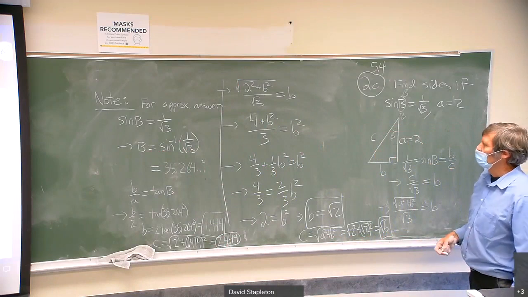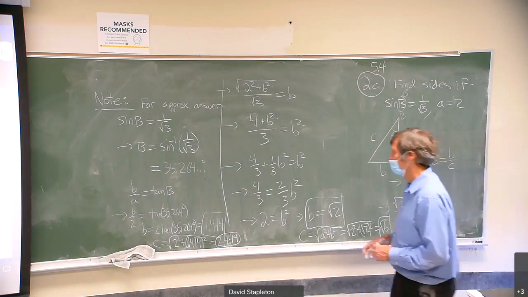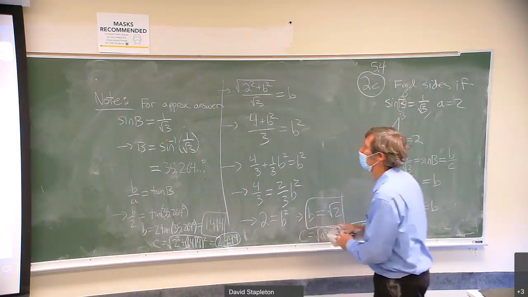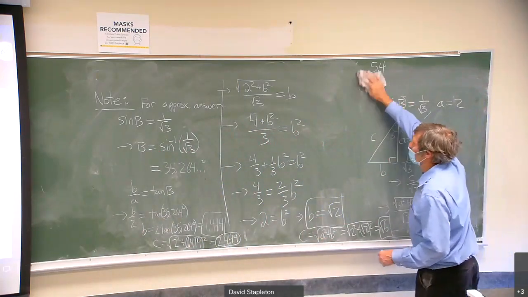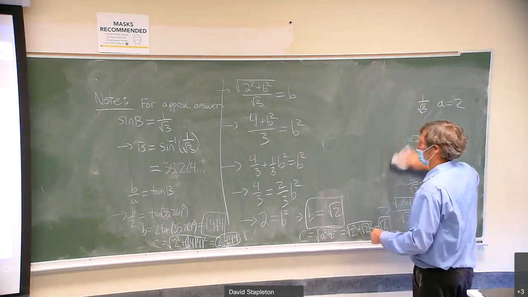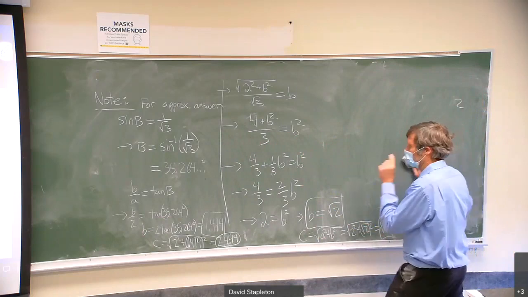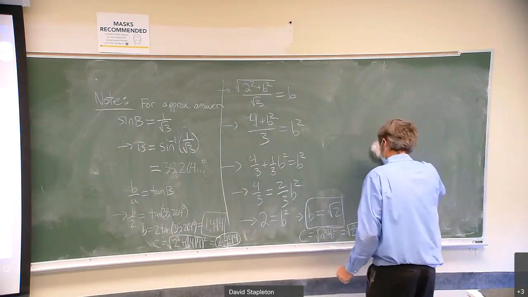Okay. Any others? I just put this one up because it's easier. And if you don't have some special perfect number like 1 over square root of 3, just have a decimal approximation, then this is just as good.